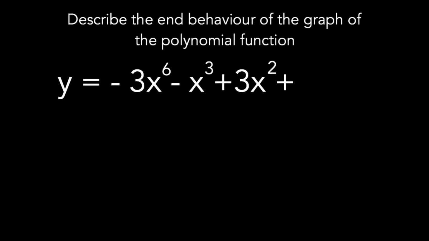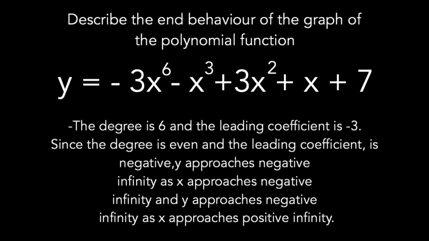Describe the end behavior of the graph of the polynomial function y equals negative 3x raised to 6 minus x cubed plus 3x squared plus x plus 7. The degree is 6 and the leading coefficient is negative 3. Since the degree is even and the leading coefficient is negative, y approaches negative infinity as x approaches negative infinity, and y approaches negative infinity as x approaches positive infinity.